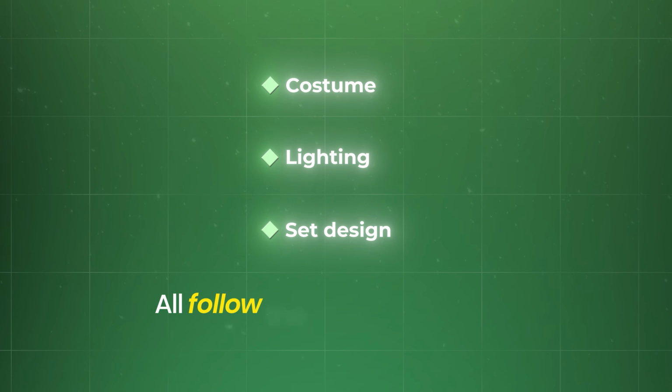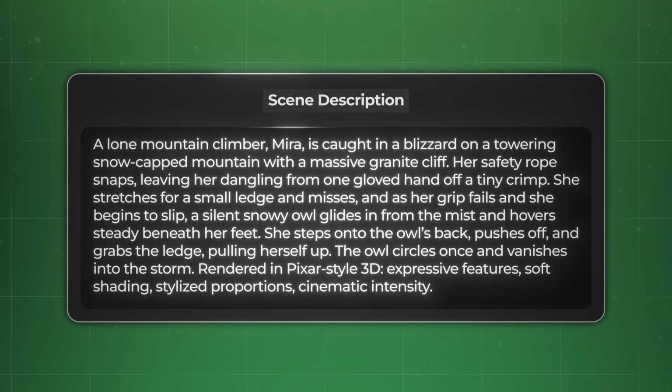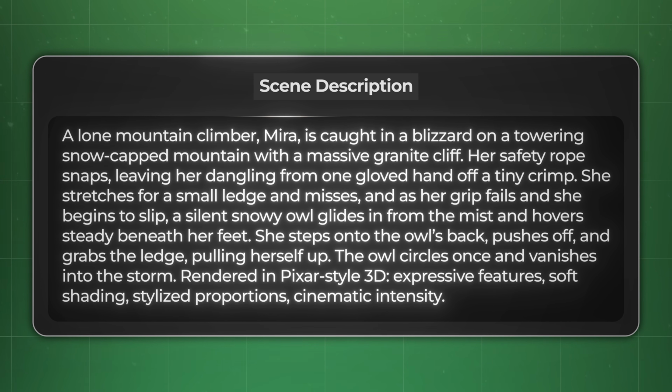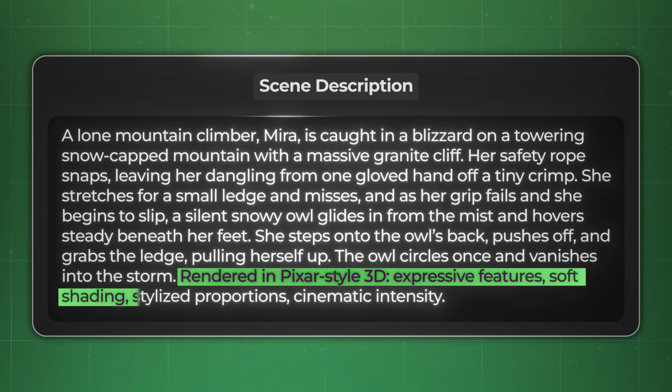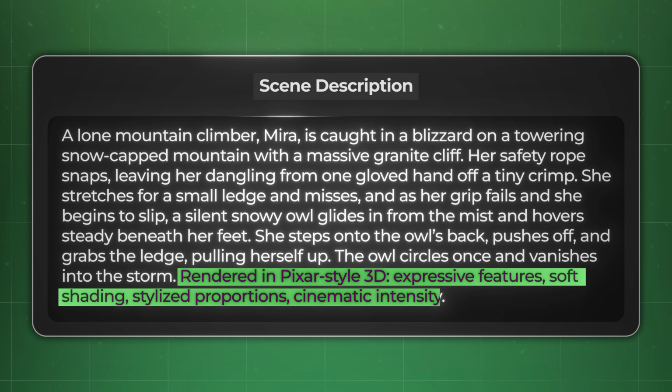In professional film production, every department gets a production Bible before filming starts. So costume, lighting, and set design all follow the same document, keeping the world consistent even when you're shooting out of order across 6 months. Now look at the line I've used across every description I've written for this project. Rendered in Pixar-style 3D, expressive features, soft shading, stylized proportions, cinematic intensity. This is the production Bible for my video, and if it's missing from even one clip, that clip starts to drift from the rest, and even a slight style shift is all it takes to make it look unprofessional.